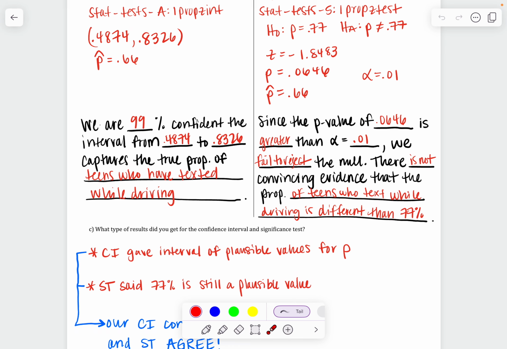So I'm going to fail to reject. Since the p-value of 0.0646 is greater than alpha equals 0.01, we fail to reject the null. There is not convincing evidence that the proportion of teens who text while driving is different than 77%.